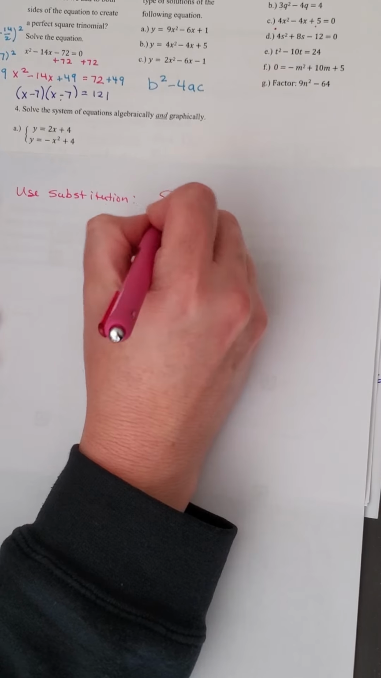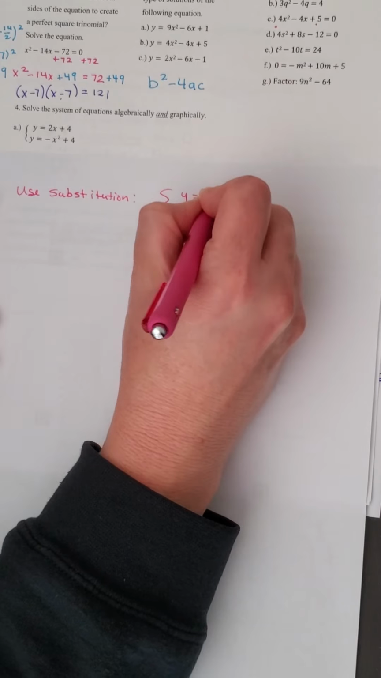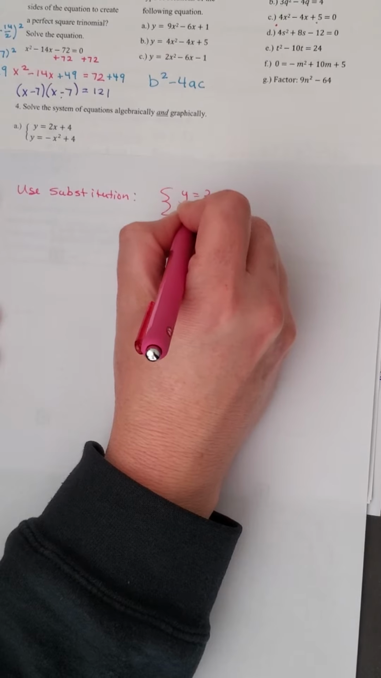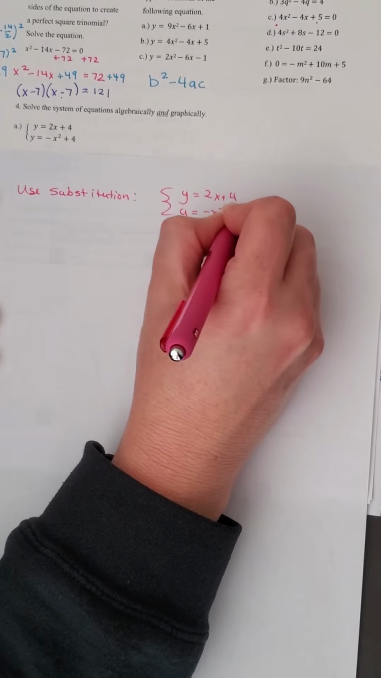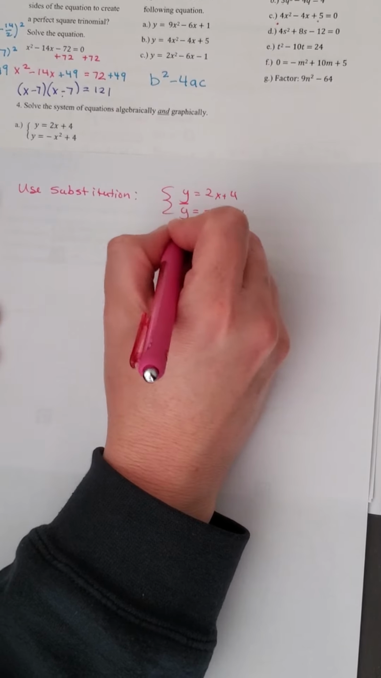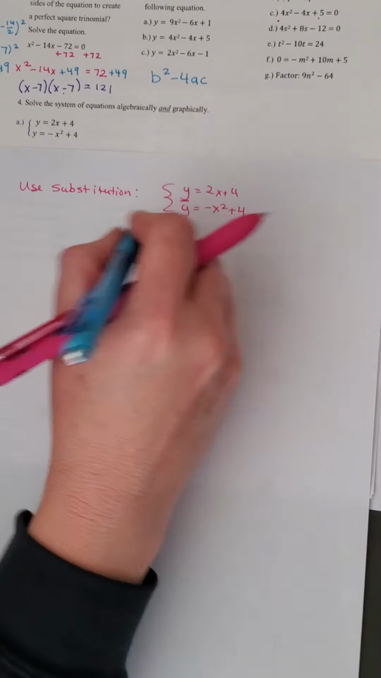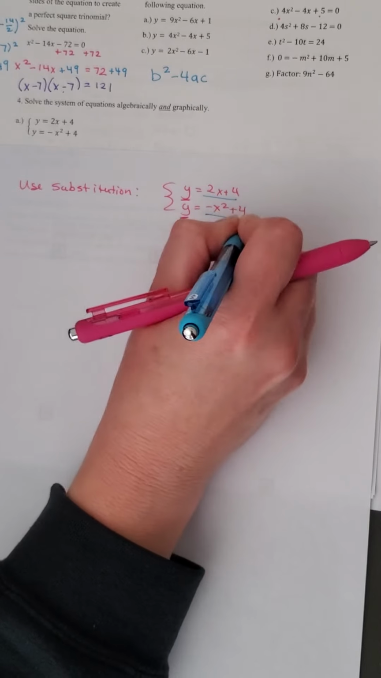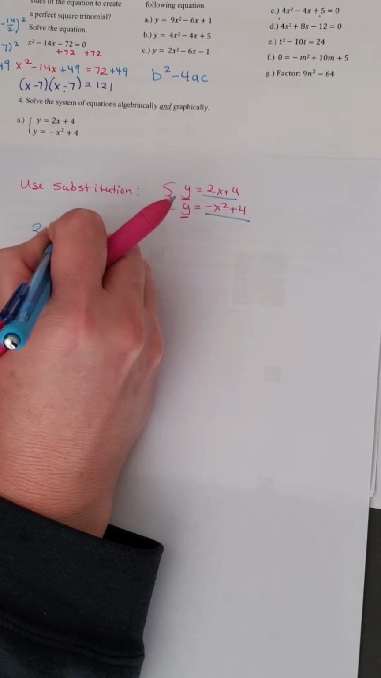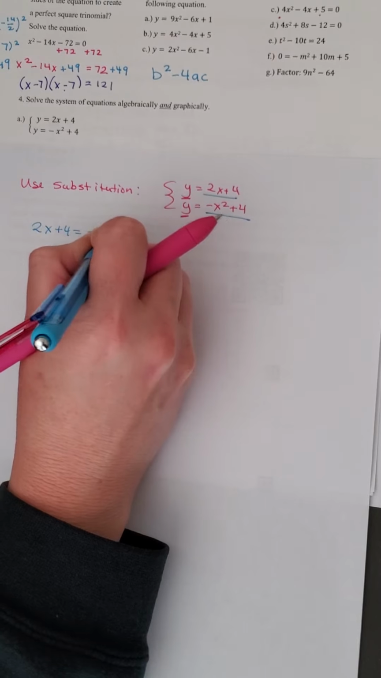So I have y equals 2x plus 4 and y equals negative x squared plus 4. Since they're both equal to y, they are equal to each other. So I'm going to set them equal to one another. This is equal to this. 2x plus 4 equals negative x squared plus 4.